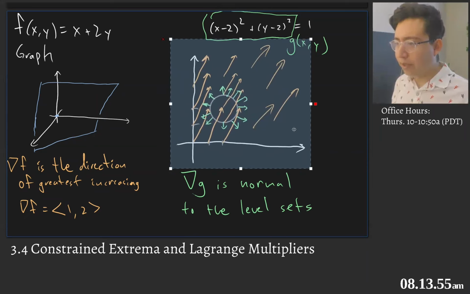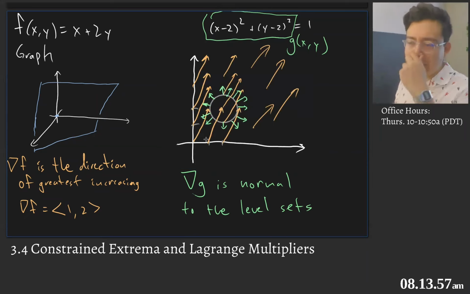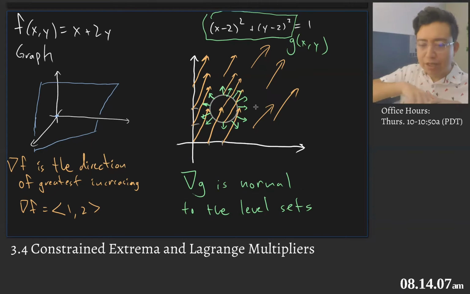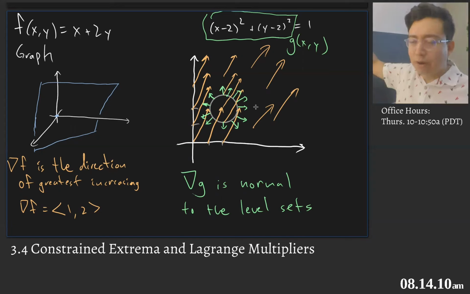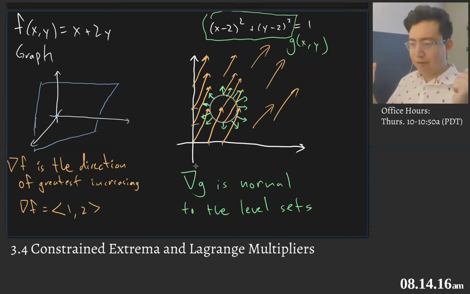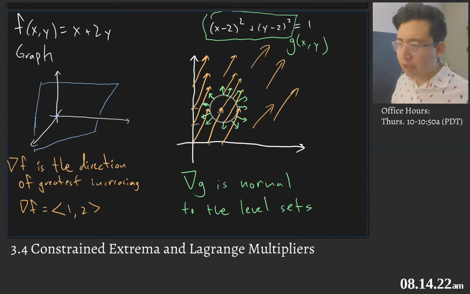Just make it a little bigger. So what's happening is the orange arrows are going up and to the right, right? And the green arrows are going around in a circle. The orange arrows are telling us the greatest increase for the function f, right? And the green arrows are telling us, this way is normal. This is normal to this vector here, to this set here.